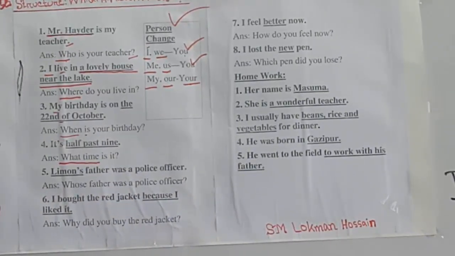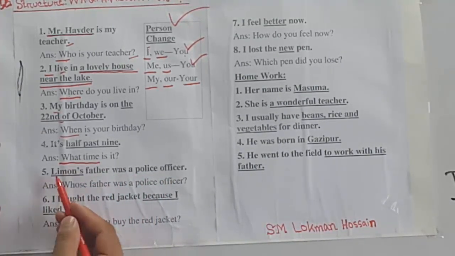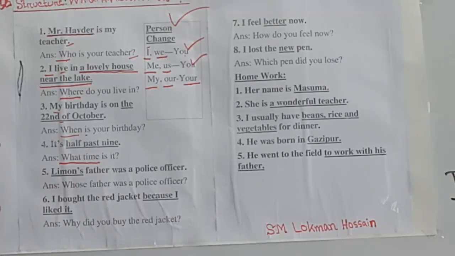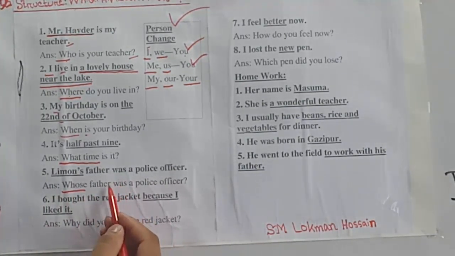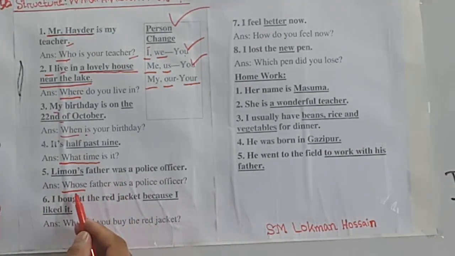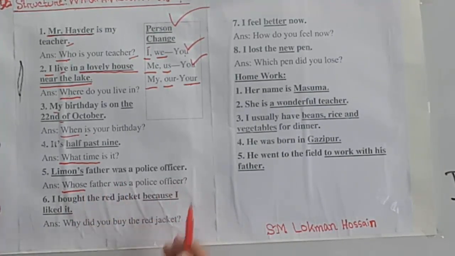Okay. Next, go to number 5. Lemon's father was a police officer. Whose father? If there is any proper noun with apostrophe s, then you have to start writing whose. So whose father, then the verb is was, though here the verb acts as a principal verb. Whose father was a police officer?